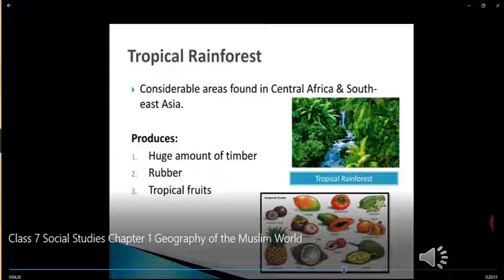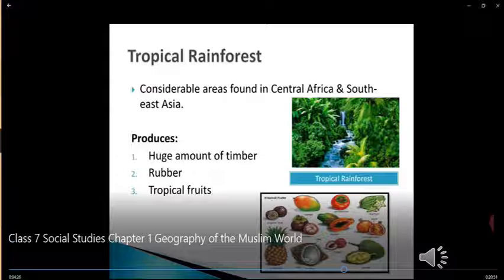It looks fresh. When it is lush and green, it produces a huge amount of timber that is used in making furniture and many other goods, and it is a huge source of rubber. The rubber plants are there, and it is a good source of tropical fruits. In the second picture, you can see the tropical fruits. Many of them we consume as well. That is the beauty of the tropical rainforest: it produces a huge amount of timber, rubber, and tropical fruits, and it is found in Central Africa and Southeast Asia.